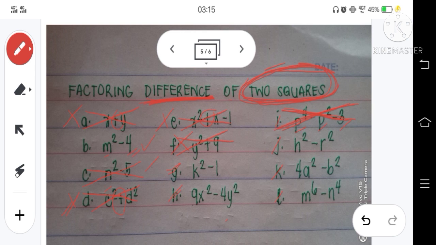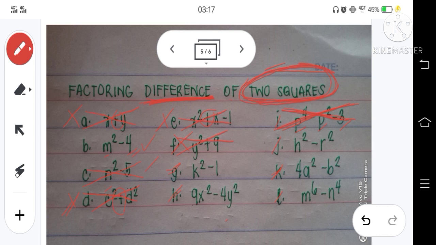For letter J, h squared minus r squared. h squared, yes, it has a square root. r squared, yes, it has a square root. For letter K, 4a squared minus b squared. 4a squared, yes, it has. b squared, yes, it has. Let's check. And for letter L, m raised to 6 minus n raised to 4. m raised to 6, yes, it has a square root. And for n raised to 4, yes, it has a square root. Therefore, we have 1, 2, 3, 4, 5, 6. 6 polynomials that can be factored as a difference of 2 squares.